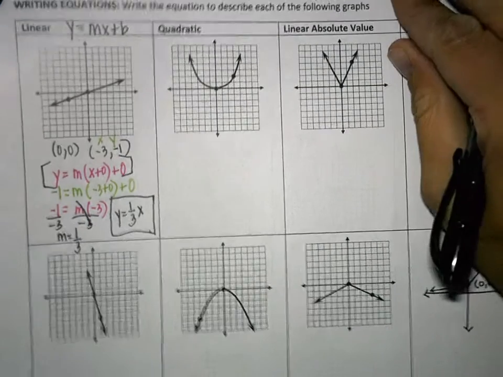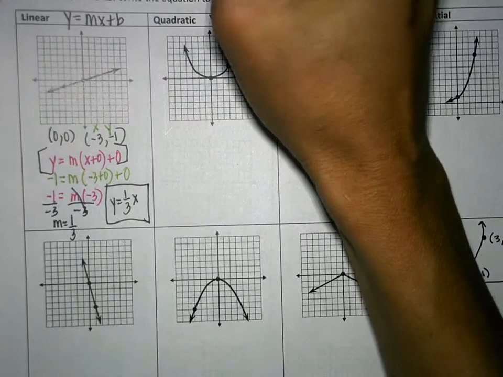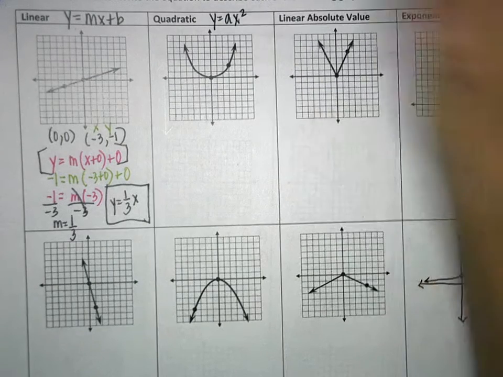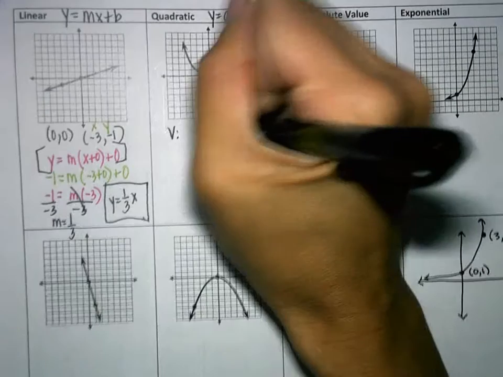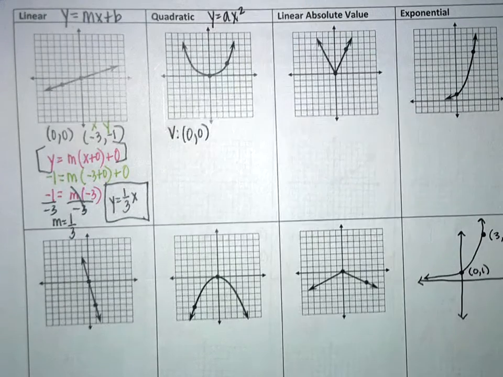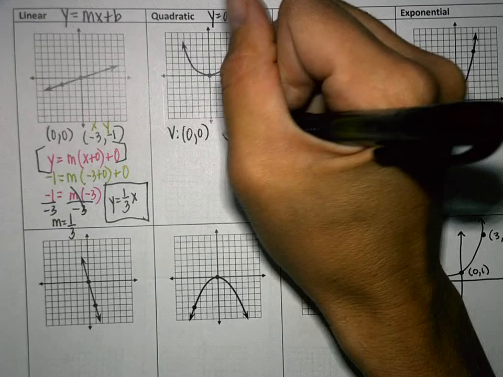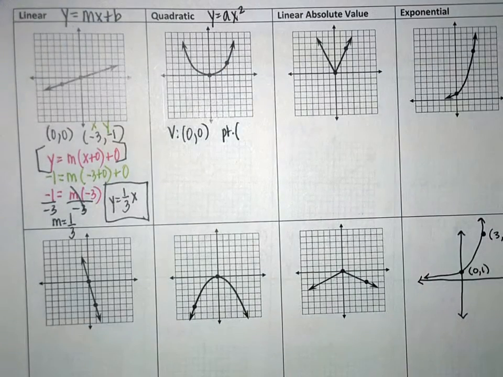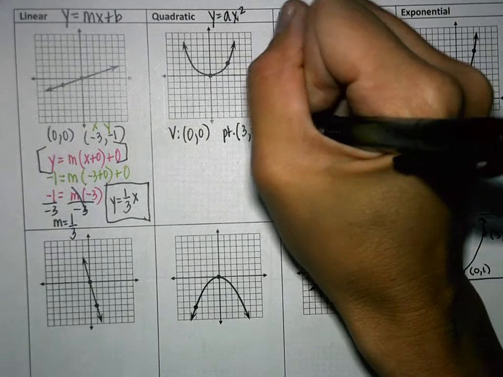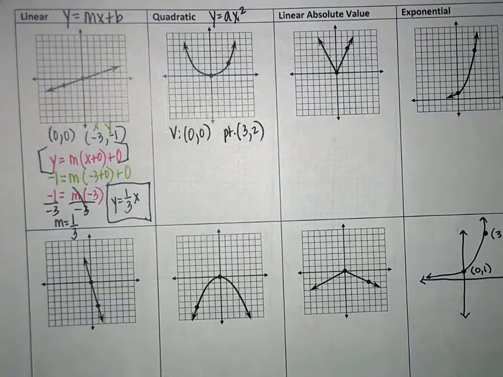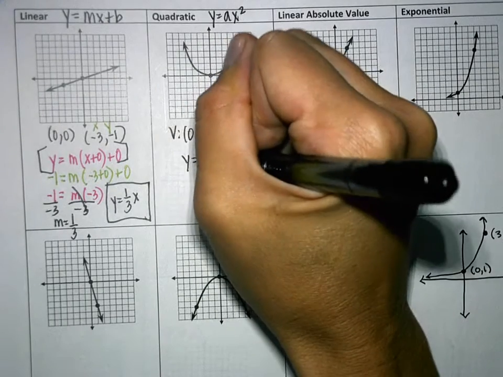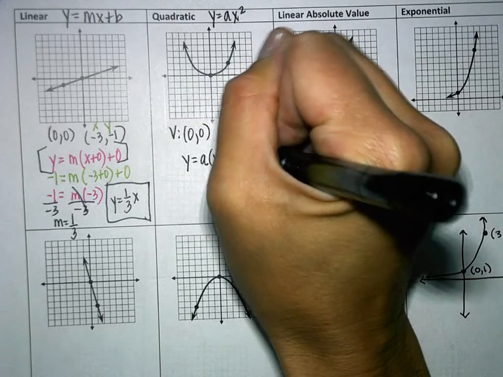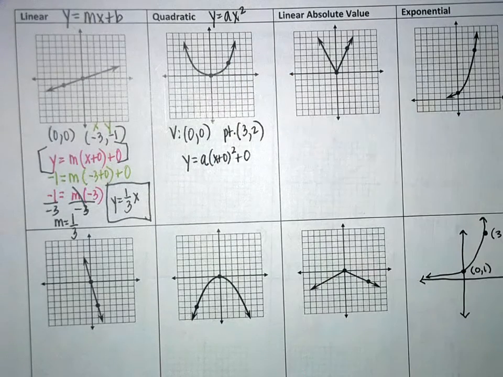Okay, quadratic equation. That is y equals ax squared. We're going to write our 2 points. Our vertex point we know is at 0, 0. Okay, the other point is what ordered pair? 3, 2. Very good, 3, 2 is correct. So just like I did on the previous one, we're going to put our vertex in to the equation. So I'm going to write this as y equals a and then x plus 0 squared plus 0.